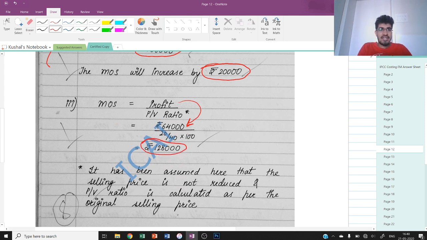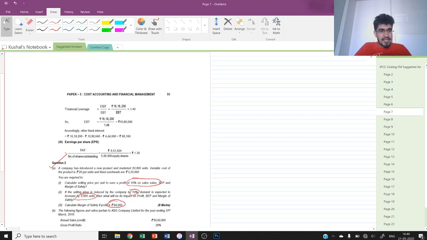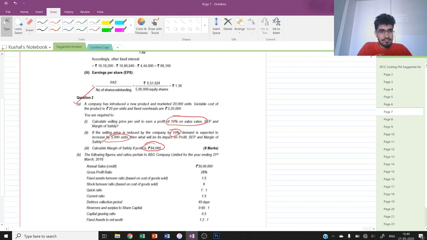of rupees 1,28,000. See, I have written an assumption here that the selling price is not reduced and PV ratio is calculated as per the original selling price. This is an important assumption which you should state in your examination. Okay, let's solve the next subpart of this question.